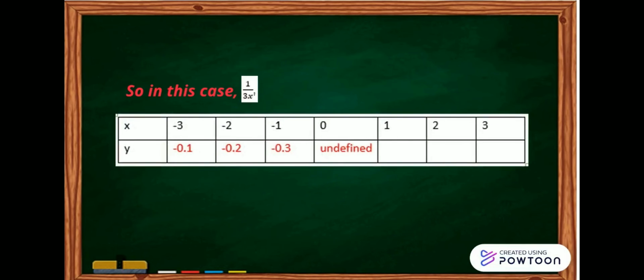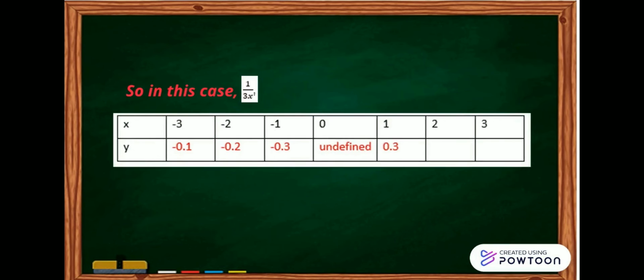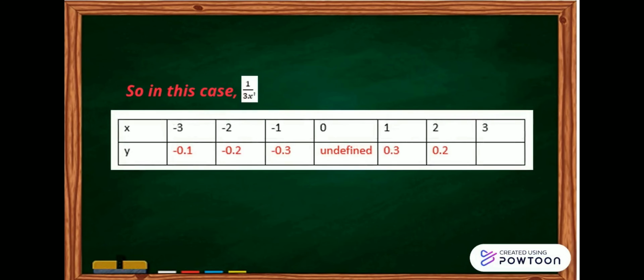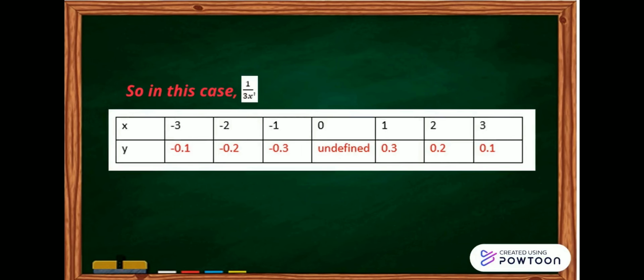1 over 3 times 1 is equal to 0.3. 1 over 3 times 2 is equal to 0.2. And 1 over 3 times 3 is equal to 0.1. Our graph here is decreasing.